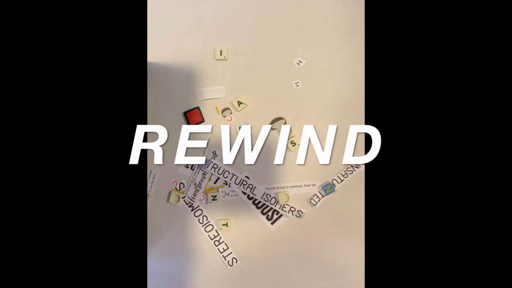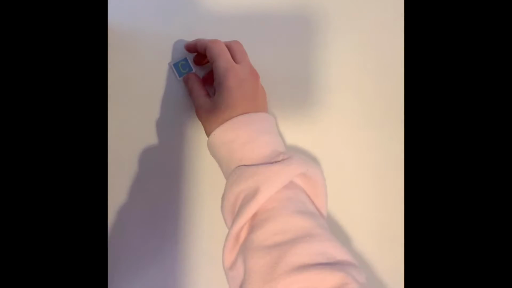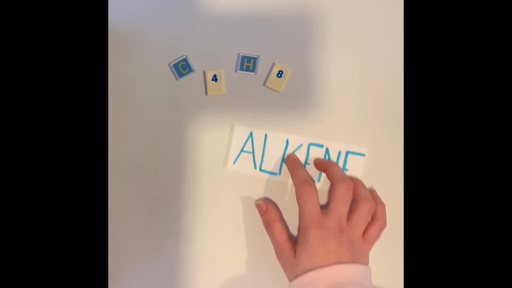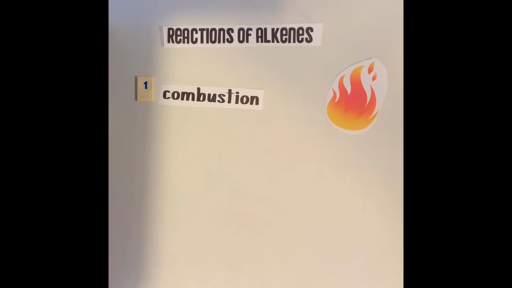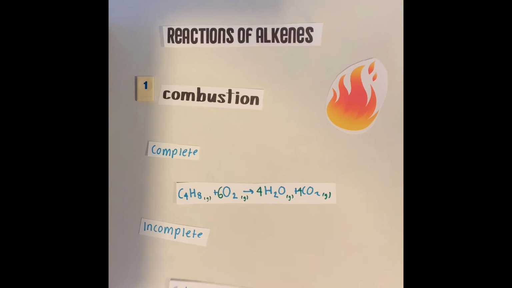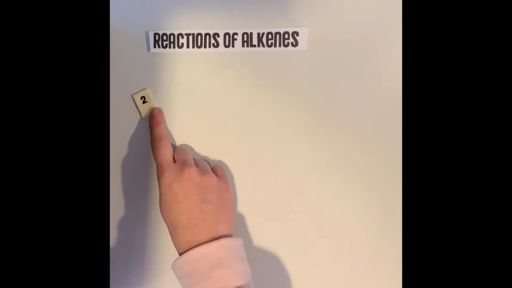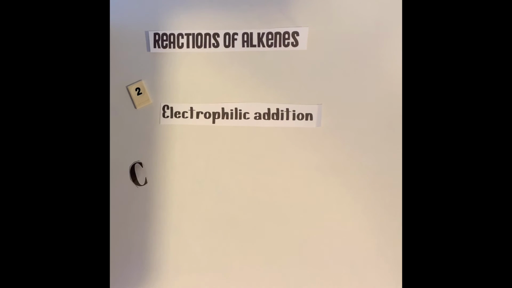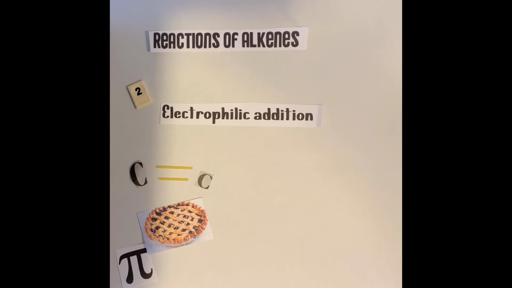Remember when we said C4H8 is an alkene? Well, let's have a look at some of the reactions of alkenes. I won't go into too much detail in this video, but here are some of the most common reactions. Number 1, combustion. We have both complete and incomplete. The carbon double bond is an area of high electron density, making it susceptible to electrophilic attack.